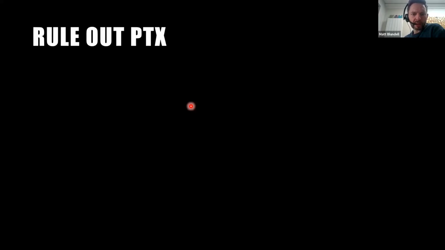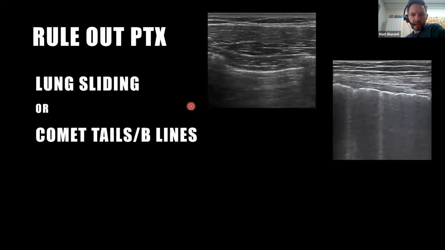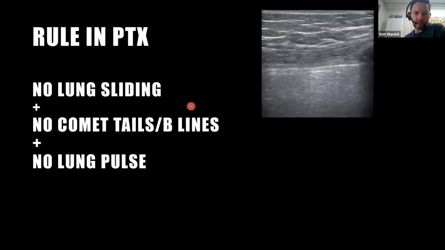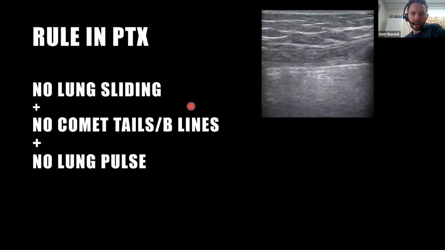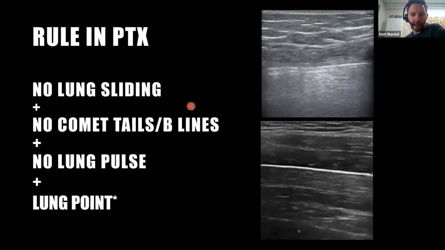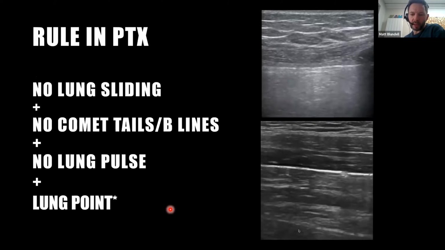So in summary, just to rule out a pneumothorax, if you see lung sliding, it means there's no pneumothorax at that level. If you don't see lung sliding, if you see comet tails or B lines, again, that rules out a pneumothorax. And if you've got a patient who's apneic or has been intubated, you may see a lung pulse instead. And again, that rules out a pneumothorax. So to rule in a pneumothorax, you need an absence of all of those. So no lung sliding, no comet tails or B lines, no lung pulse. And if you can, look for the lung point, because that helps you rule in the pneumothorax. Again, just beware of the caveat that if you've got a complete lung collapse, you won't always see a lung point.